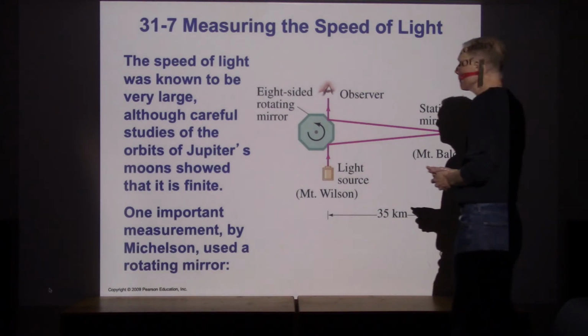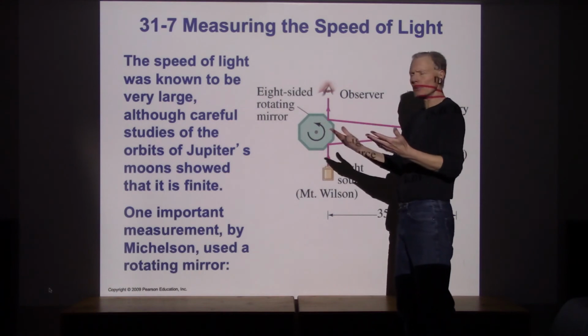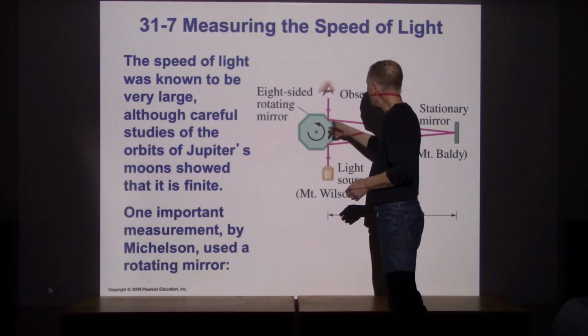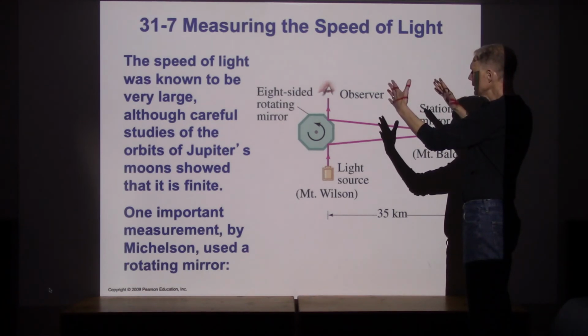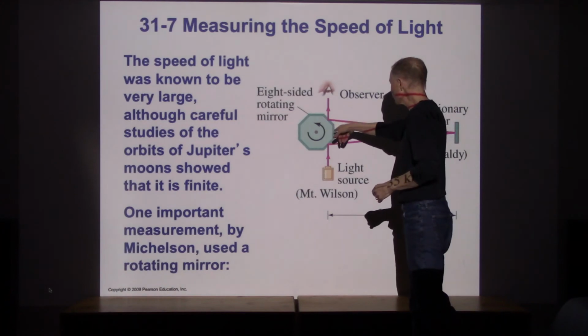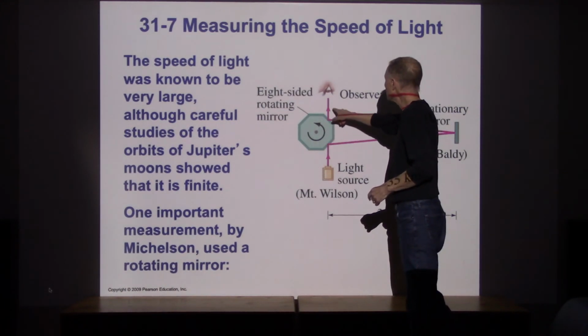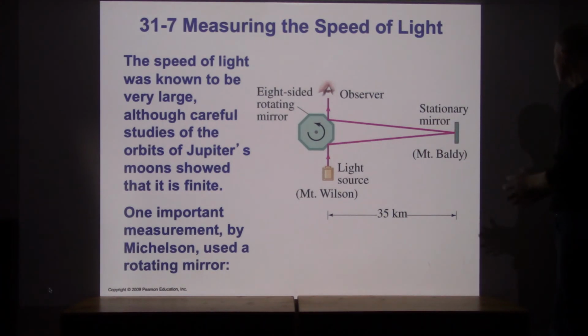Anyway, Albert Michelson developed a series of different techniques. One of them was a rotating mirror, and so with the rotating 8-sided mirror, there were only certain times when this would rotate when the light would be observable in a particular direction.